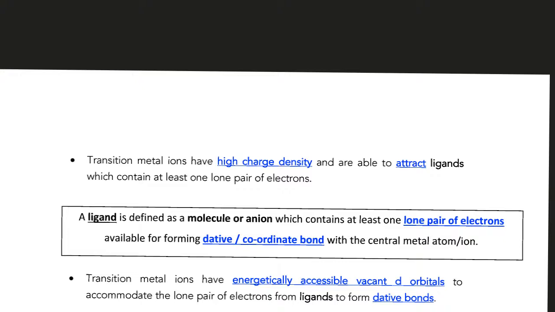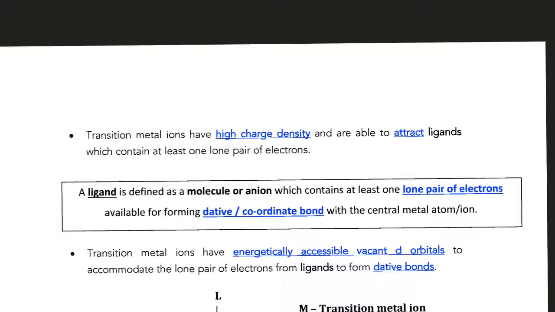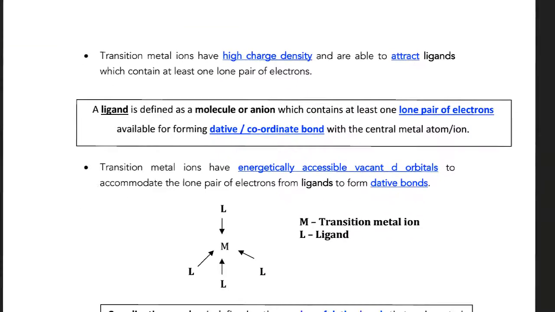Now, why are transition elements able to do so? Not only because of high charge density, but because in the first place there are vacant d orbitals that are energetically accessible to accept the electrons from the ligands to form dative bonding.